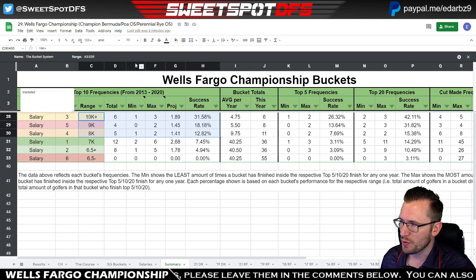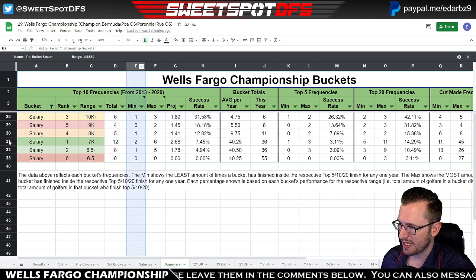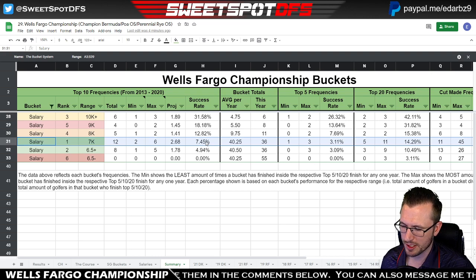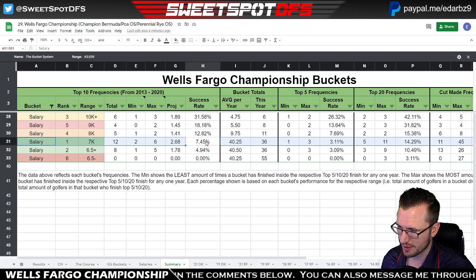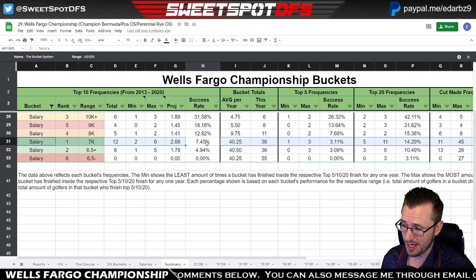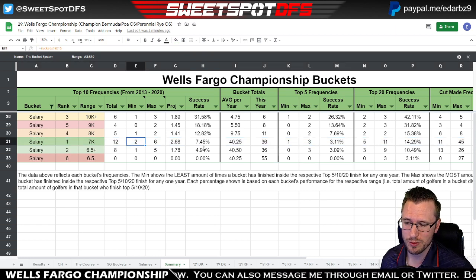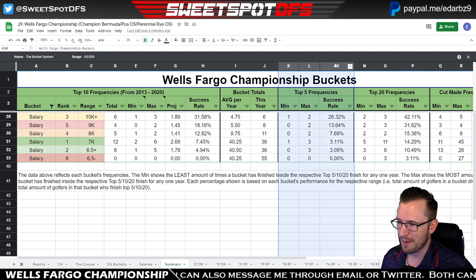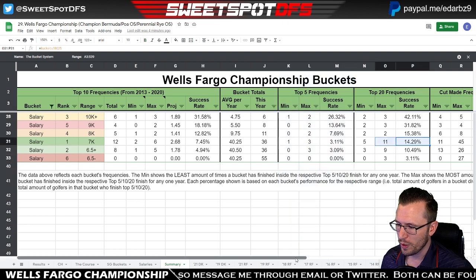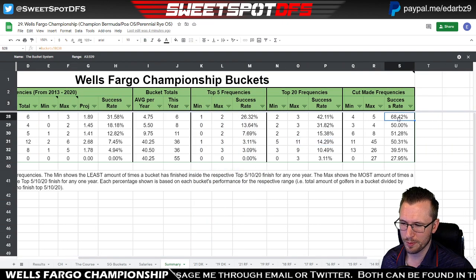But yeah, I like using the minimum. So like 7K, obviously the success rate isn't the greatest, but with that being said, we also see at least 2 every single time inside the top 10. So that's what I would look at. Again, you can see top 5 frequencies here. We can see cut made percentage, give you a little bit better idea of who to choose from.